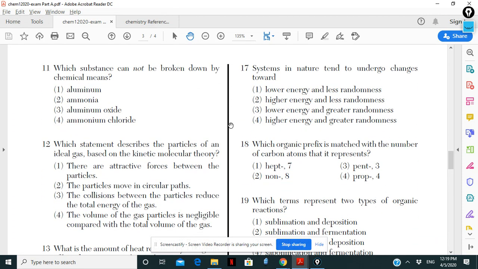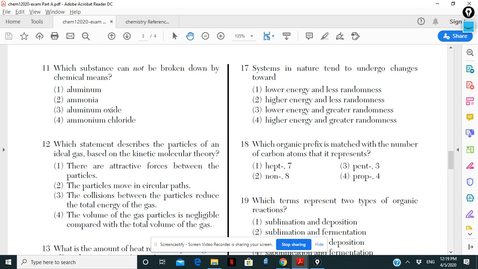Question number 17. Which state in nature tends to undergo change towards? So we said if it's releasing energy, so lower energy is going to be spontaneous, and more randomness or disorder is going to be spontaneous. So I'm looking for something that has less energy, more randomness. So lower energy and less randomness, incorrect. Higher energy, incorrect. Lower energy and greater randomness. So the answer is 3.